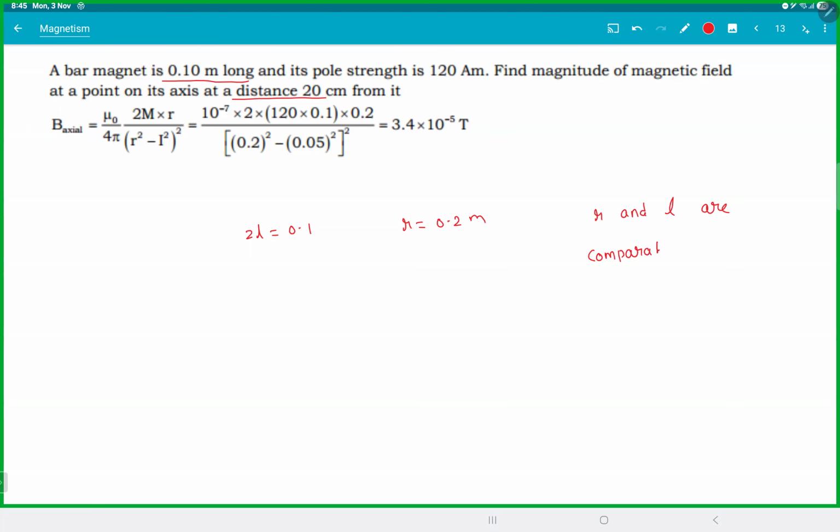If they had said R is equal to 3 meters and L is equal to 0.1 meters, you could have ignored it.